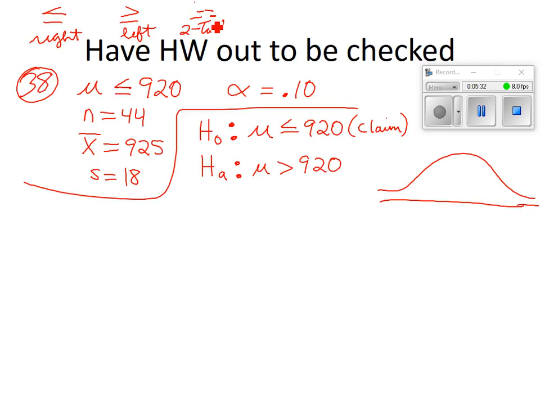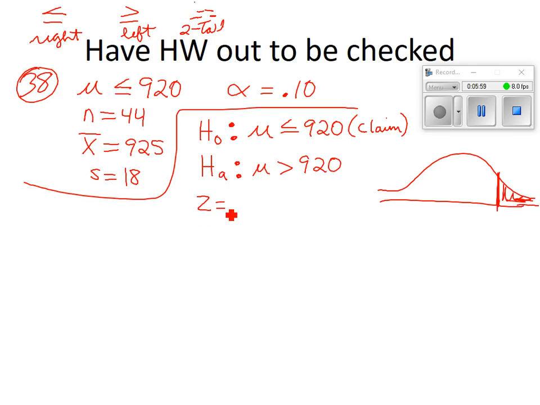It's sort of backwards. If it's pointing to the left, then it's right-tailed. So that means this is over here. This is the good stuff where the claim is true. This is where we're going to reject the claim. That's our rejection region. And it says calculate the test statistic, which is our Z, right?